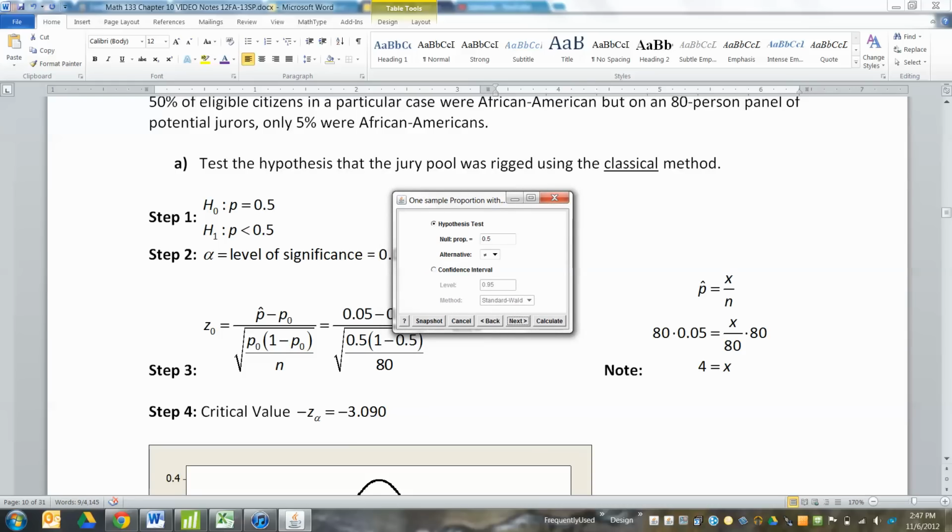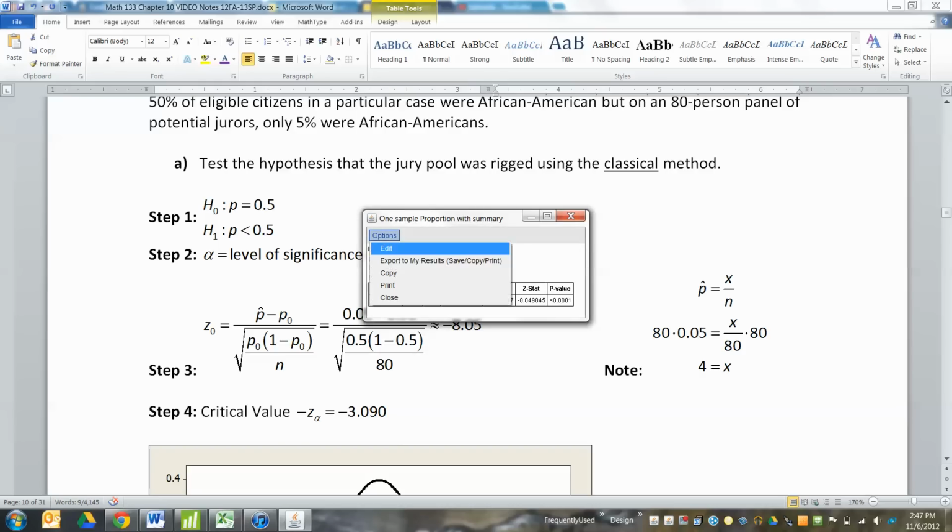Well, we were trying to test against the null proportion of 0.5. Hey, that's convenient. It's what we wanted, 0.5. And then the alternative for us was a less than. So we pick less than. And then we click next. I don't care about that, so I'll just click calculate.